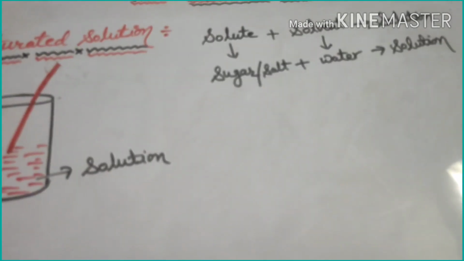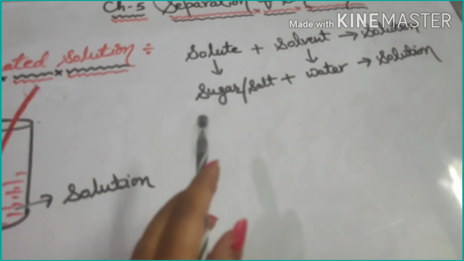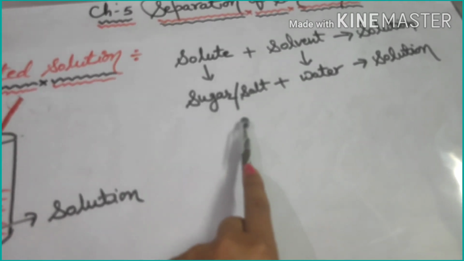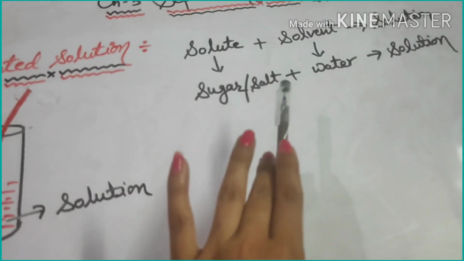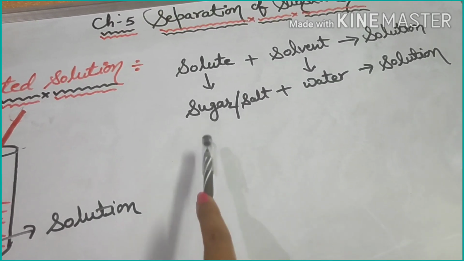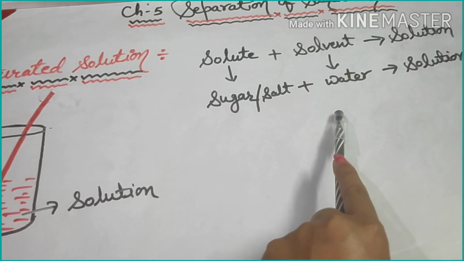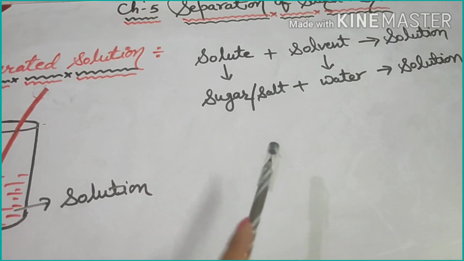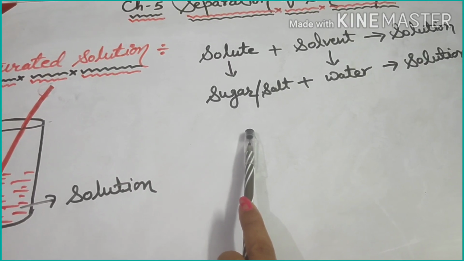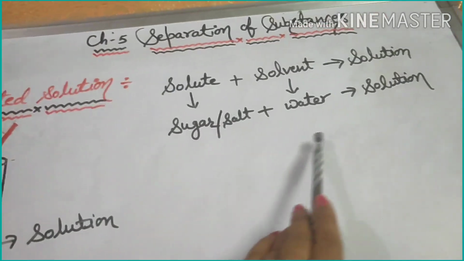So the solid particle that is mixed in the solution is called solute. Means if you mix sugar or salt, this is a solute. All right, and the liquid is called solvent. Means if you mix the sugar into water, here sugar is solute and water is solvent. So solvent refers to a liquid and solute refers to the substance that is dissolved. So a solute and a solvent together form a solution.